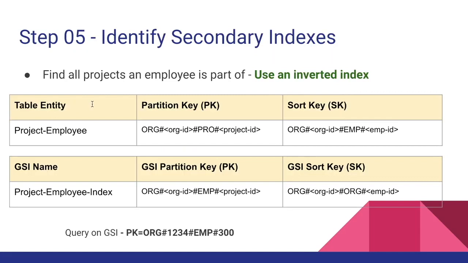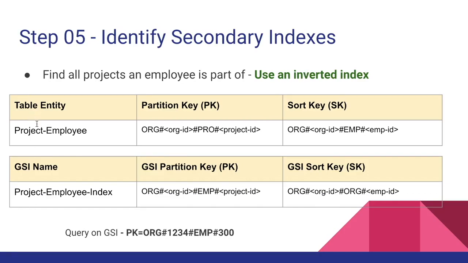Step number 5, identifying the secondary indexes. Yes, we are going to use secondary indexes to identify those other access patterns. Now, this access pattern is one of the not satisfied access patterns: finding all projects an employee is part of. If you can remember, I told you we have to use an inverted index to query the other part of the many-to-many relationship. One side of the many-to-many relationship can be done using the primary key, but to query the other side of the many-to-many relationship, we have to use an inverted index.